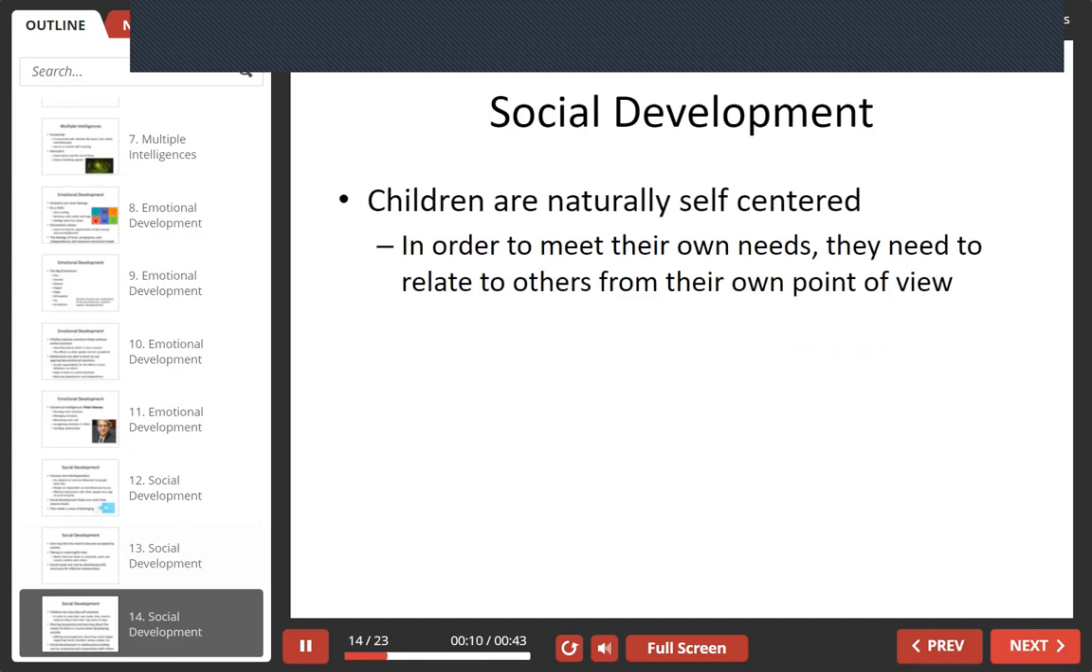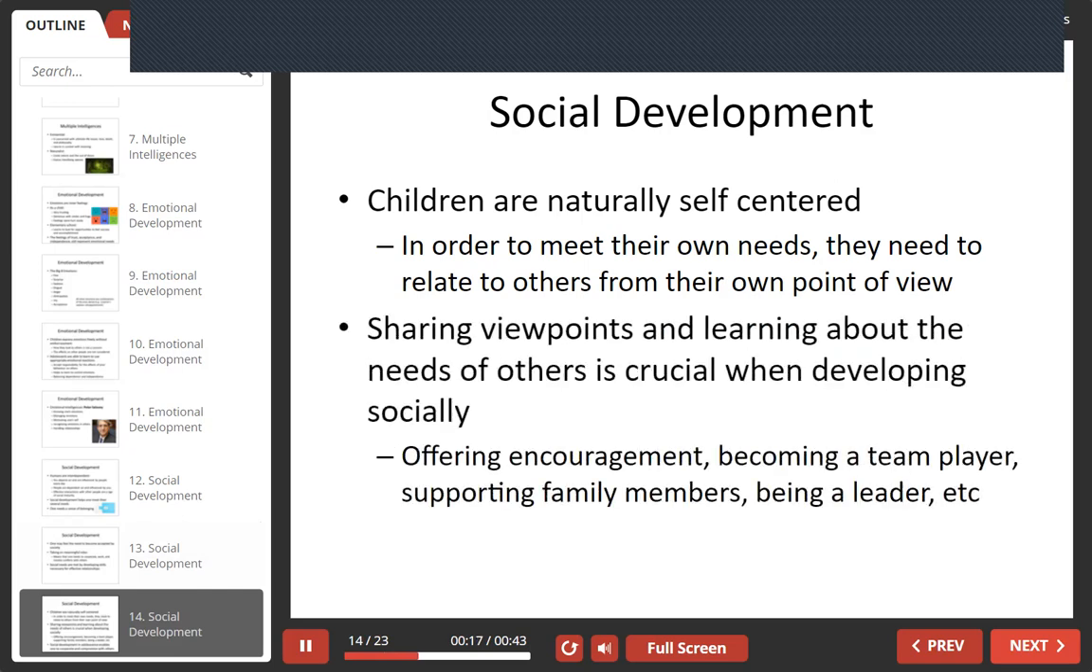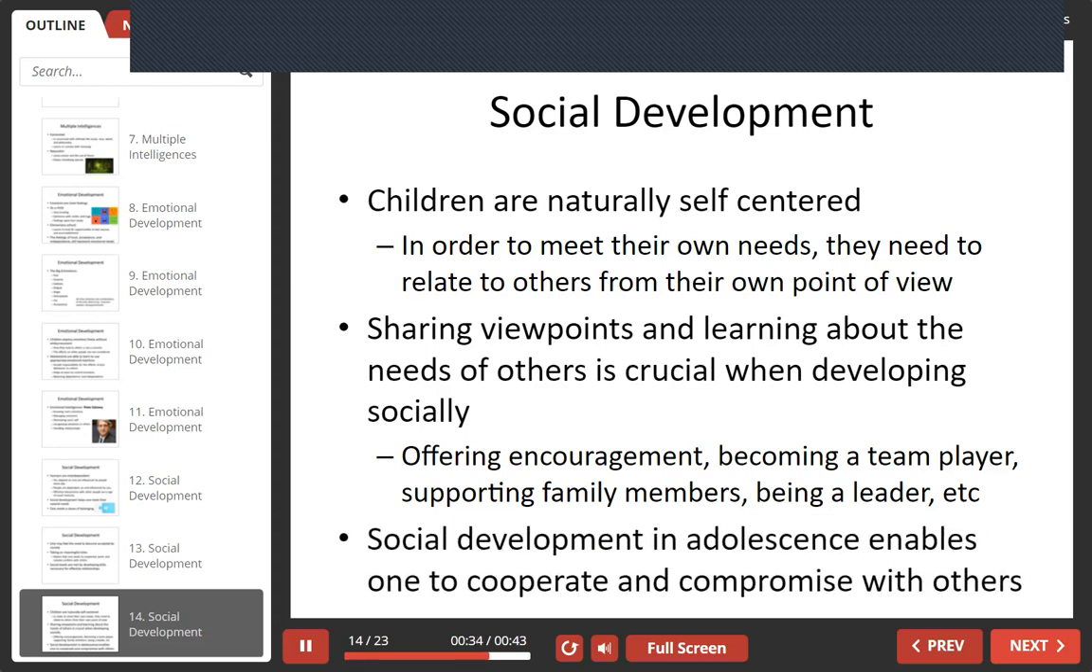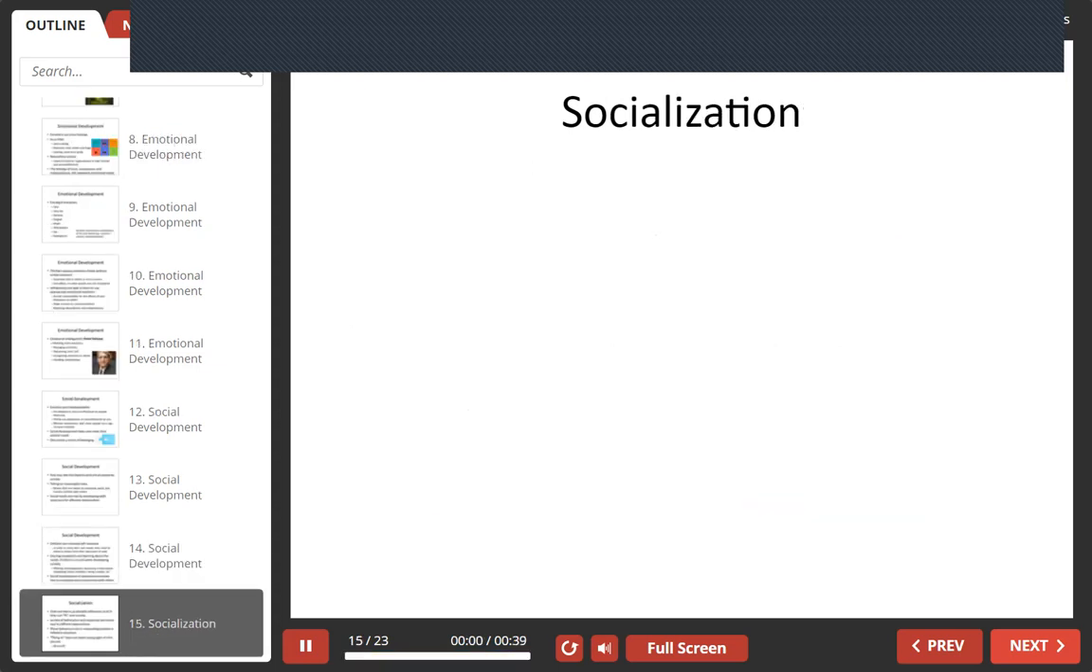In order to meet their own needs, they need to relate to others from their own point of view, not the other's point of view. Sharing viewpoints and learning about the needs of others is crucial when developing socially. Offering encouragement, becoming a team player, supporting family members, and being a leader can assist with this development. Also, social development in adolescence enables one to cooperate and compromise with others. So building relationships, healthy, mature relationships.